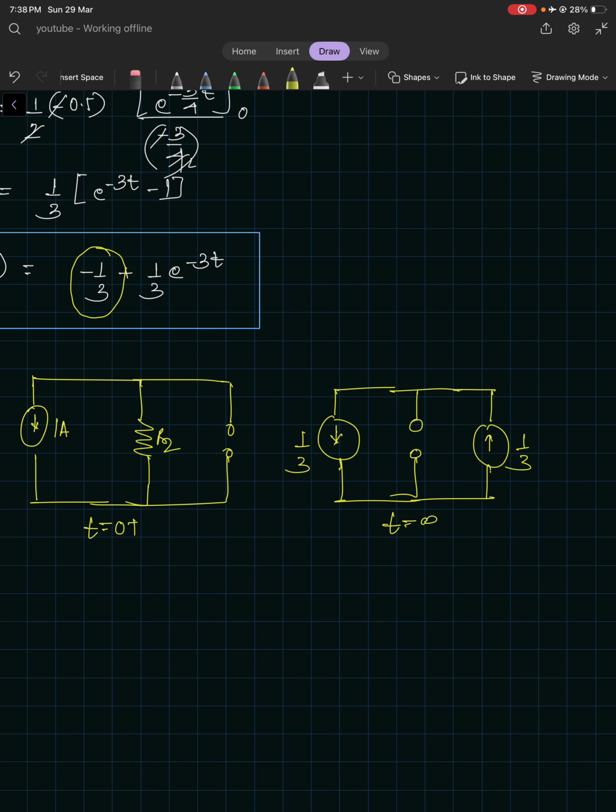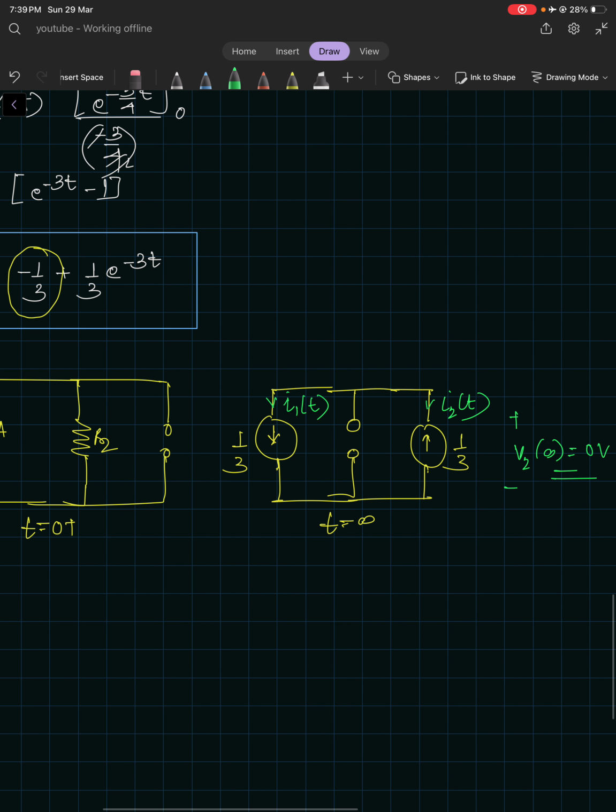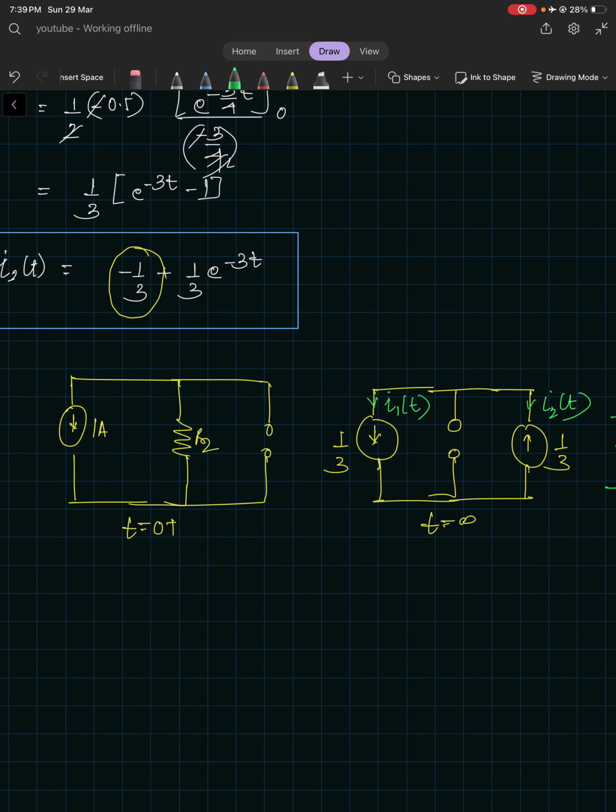Look at the arrow. We have defined the direction of current like this, I1 and I2. So definitely I2 has to be minus 1 by 3, right? Because in the steady state, all the current has to pass through this inductor L2. And because no current is flowing through this one, the voltage V2 would be 0. V2 at infinity is 0 volt. So all these conditions are satisfied, which means whatever we have solved is correct, right?